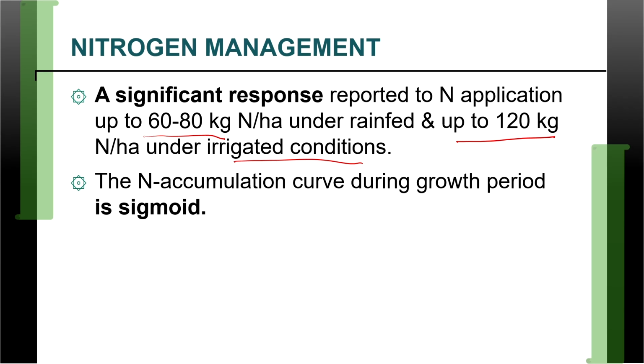The accumulation curve during the growth period is a sigmoid curve. The nitrogen accumulation is a sigmoid curve. A sigmoid curve is like this. You can see this curve.